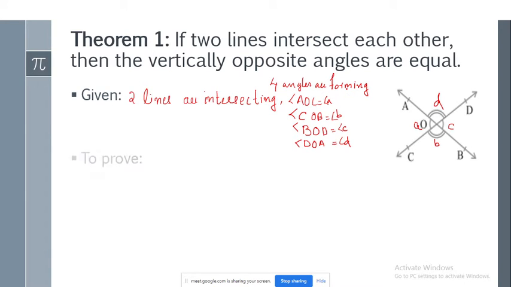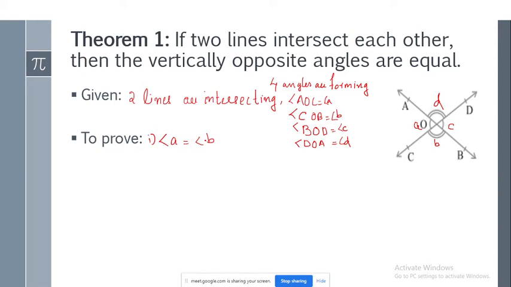Now we need to prove, what is that we need to prove here? The vertically opposite angles are equal. We need to check whether vertically opposite angles are equal. Since we have named these angles as angle A, angle B, angle C, D, can you tell me what exactly we need to prove? Angle A is equal to angle C.